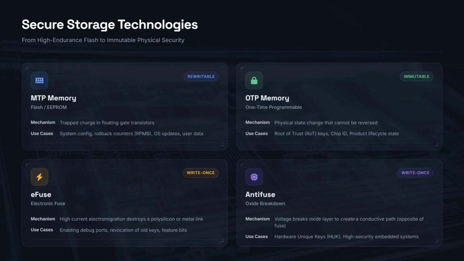This is where technologies like one-time programmable memory come into play. Examples include EFUSE and antifuse technology, where a physical change in the hardware permanently stores data such as root of trust keys or device identifiers. Once programmed, these values cannot be modified. These secure hardware storage elements ensure that critical security data remains tamper-resistant throughout the device lifecycle.